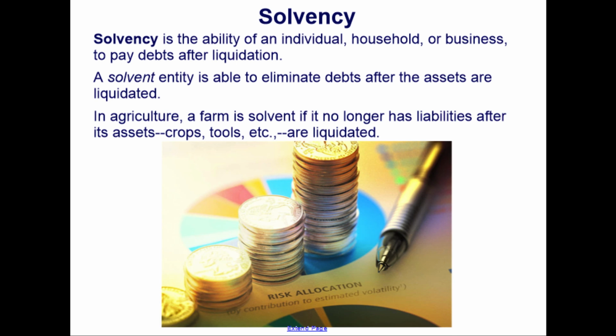Solvency. Solvency is the ability of an individual, household, or business to pay debts after liquidation. A solvent entity is able to eliminate debts after the assets are liquidated. In agriculture, a farm is solvent if it no longer has liabilities after its assets are liquidated.